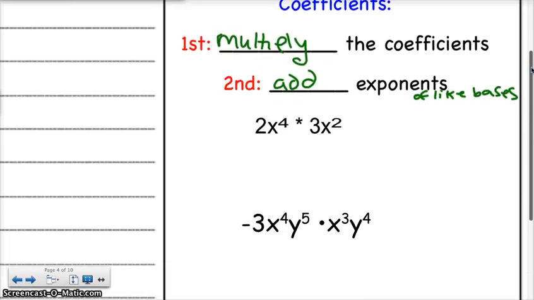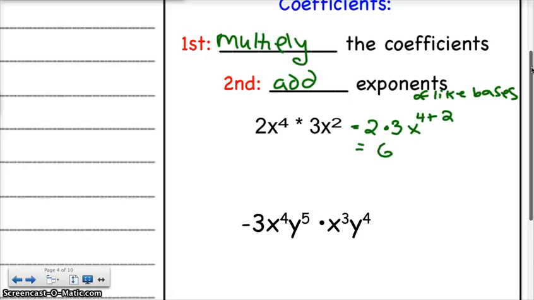2x to the 4th times 3x squared would equal, now I'm going to expand it out, 2 times 3x to the 4 plus 2. Now imagine if I made you show your work like that. Luckily you don't have to. I'm just doing it while we're developing into this.